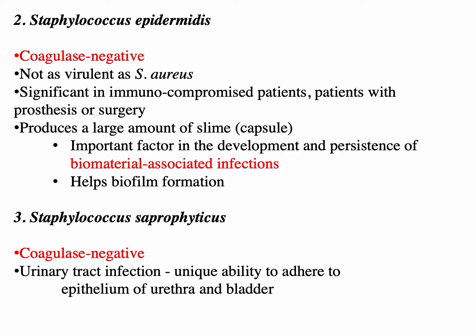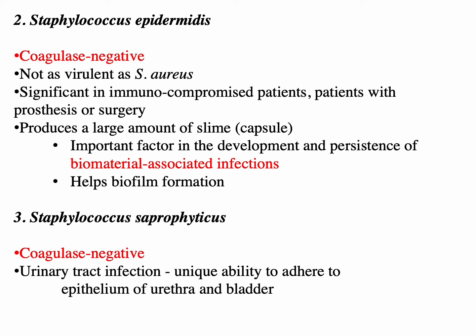The second species is Staphylococcus epidermidis. This one is different from Staphylococcus aureus in that they do not produce coagulase. So the test that separates the two apart is the coagulase test. Staphylococcus aureus will be coagulase positive, and epidermidis will be coagulase negative.